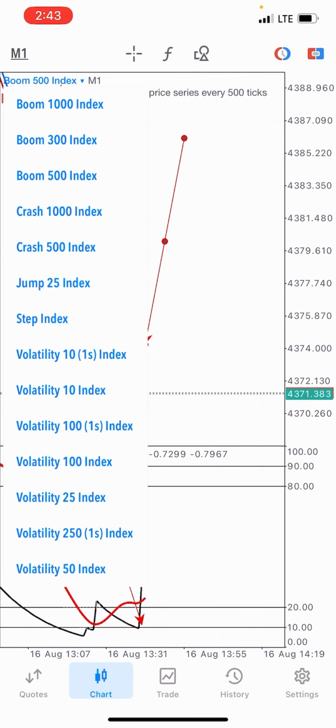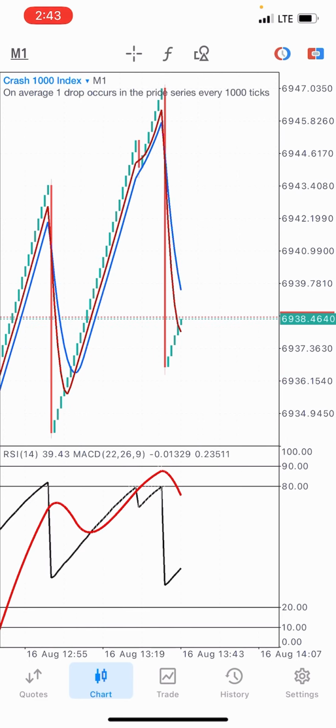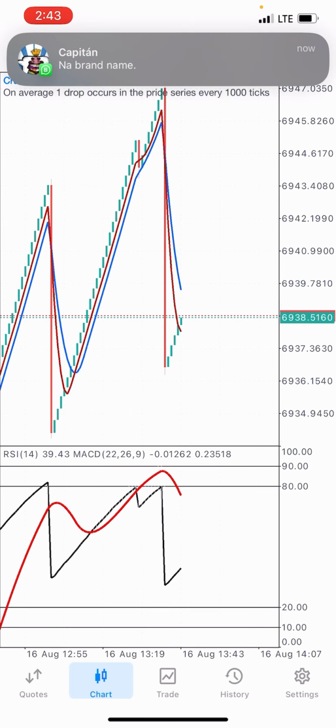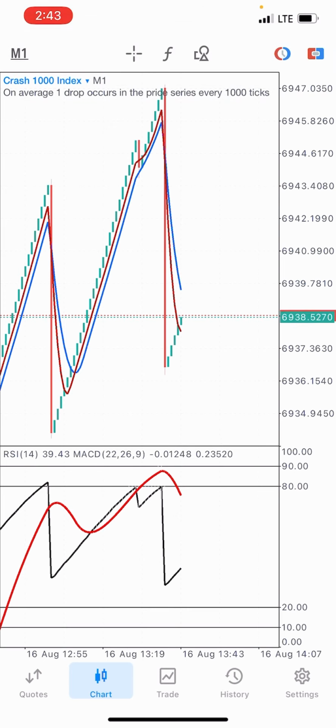And the same thing on Crash 1000, and it's just spiked at that point. So this strategy is amazing, guys. It's very, very amazing. I love this strategy. I love using this strategy to catch spikes on boom and crash.